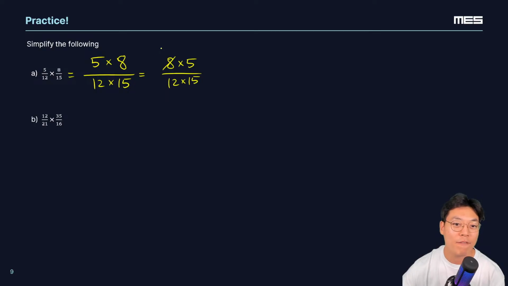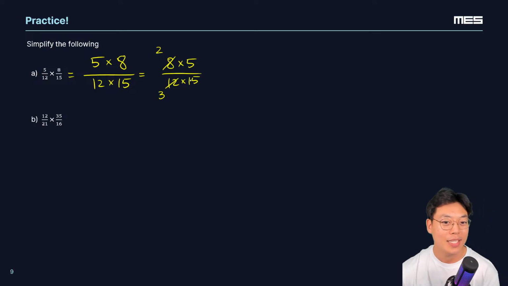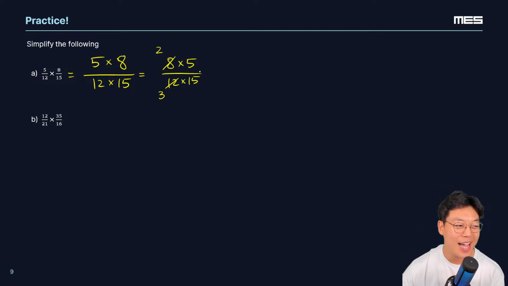So 8 divided by 4 is 2. 12 divided by 4 is 3. 2 and 3 no longer have anything in common, so we can move on. Great, Chloe. 5 and 15 then. What do 5 and 15 have in common? What's a common factor between 5 and 15? What can we divide both numbers by? Both numbers end in a 5, so possibly, great, Chloe and Sean, 5s.